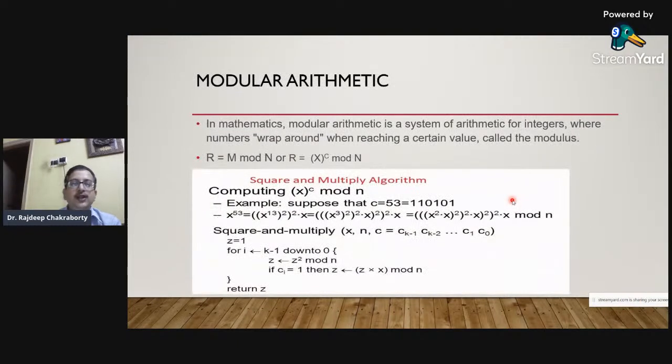Yeah. Now, in my last part, coming to some of the concepts related to cryptography that you need to understand before going to the blockchain study. Okay. So, first is modular arithmetic. So, modular arithmetic is any arithmetic in this form that r equal to m mod n or r equal to x to the power c mod n.